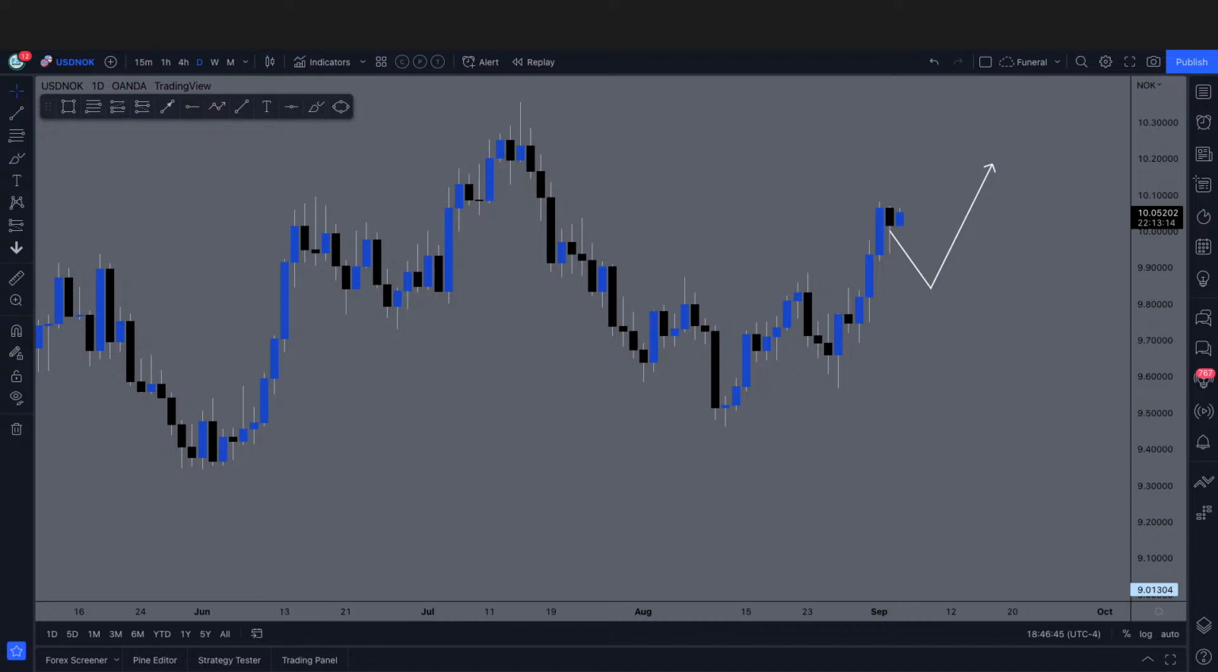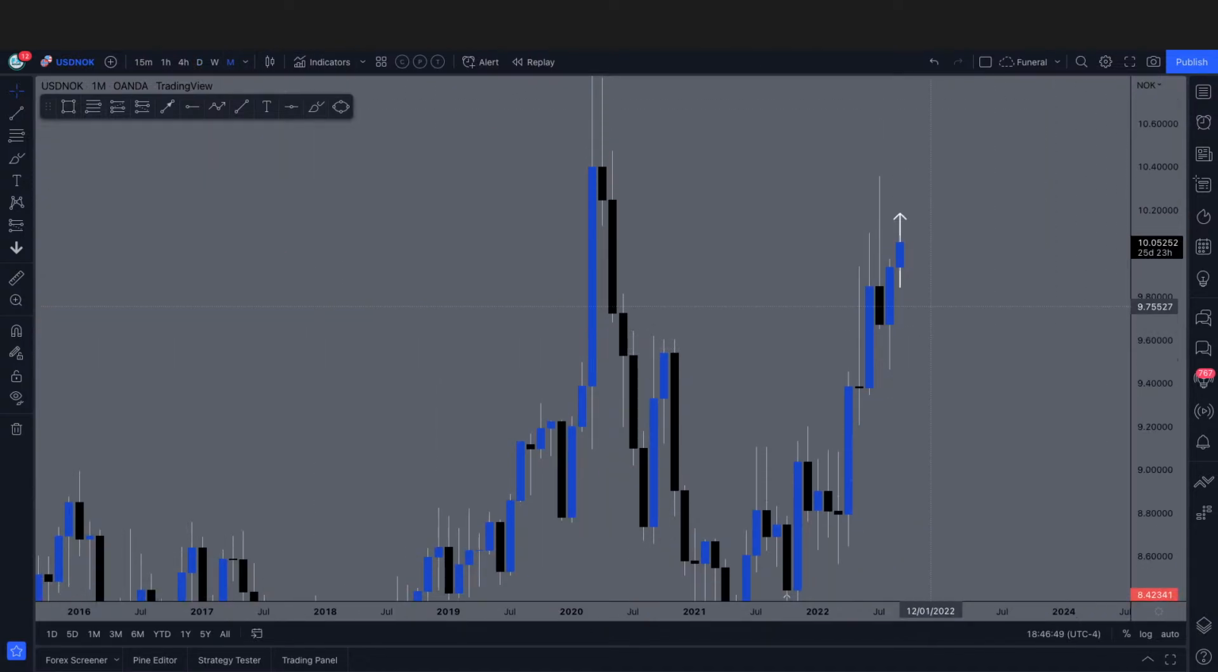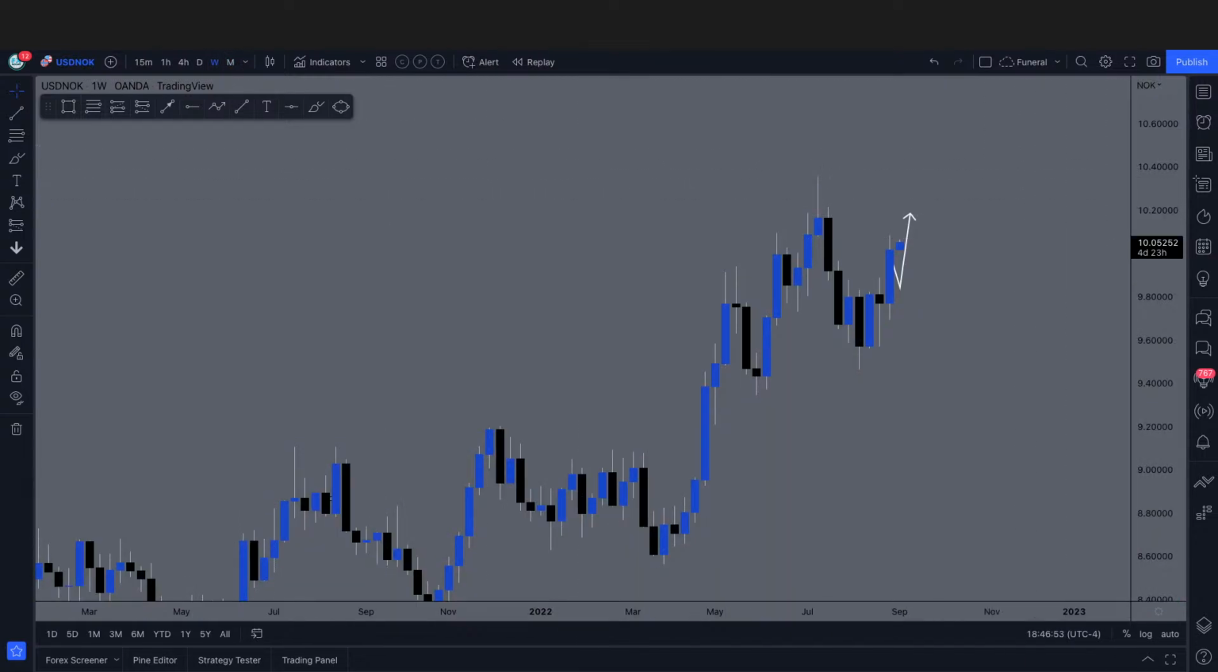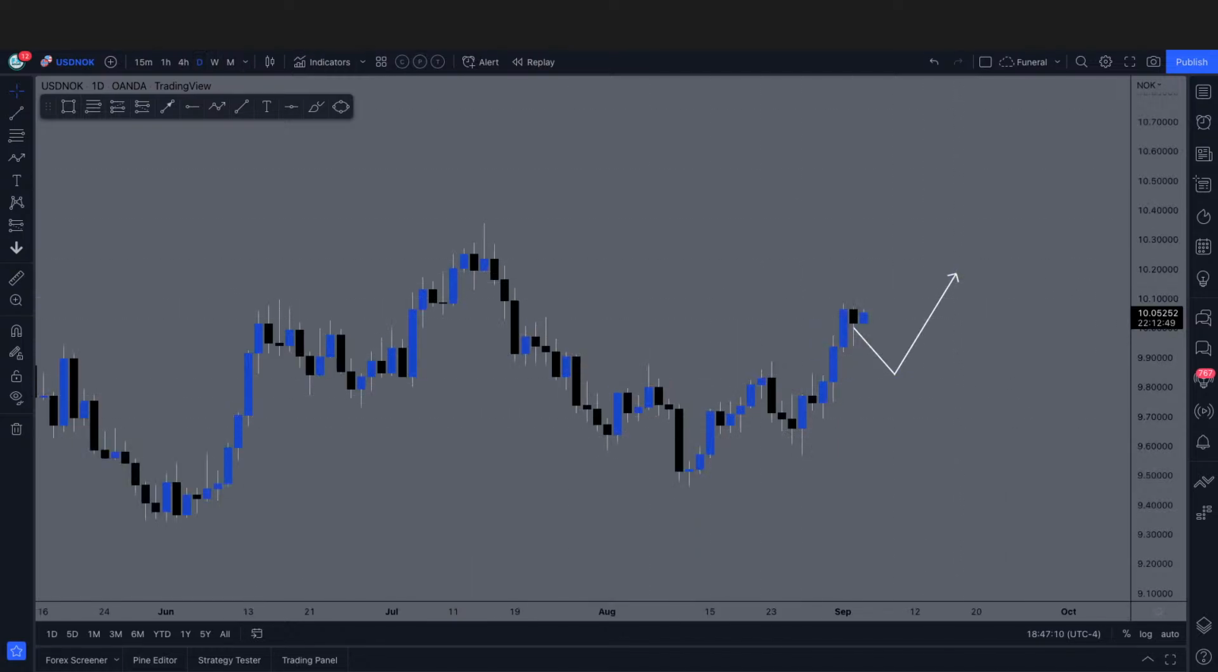If we go back down to USD NOK from the monthly time frame, we are breaking above some structure, so aggressively bullish, and we are starting to break above some structure on the weekly where we do have this weekly W formation. We have the move to the downside, move back up, move back down, explode to the upside. We would like to see it complete at the neckline before we see a continuation to the upside.